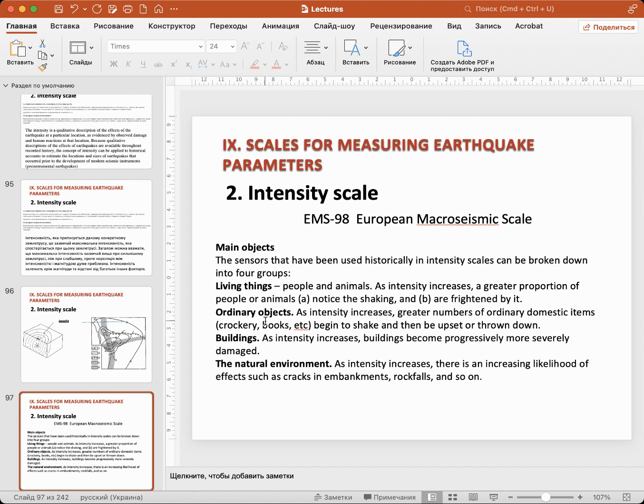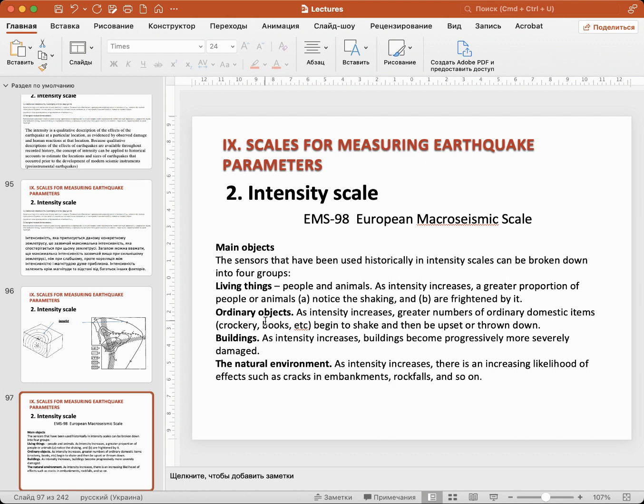So, ordinary objects are also a good example of that, how earthquake influences on our regular life. And the behavior of those ordinary objects gives us an ability to assess the earthquakes.